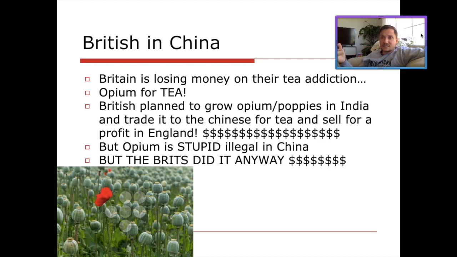I don't know, let's sell them drugs. So there's this drug that is very, very illegal in China during this time period. This drug is called opium. It's made from these plants down here called poppy plants. Now, the poppy plants make flowers, and there's a very famous scene in Wizard of Oz that actually makes reference to this thing.